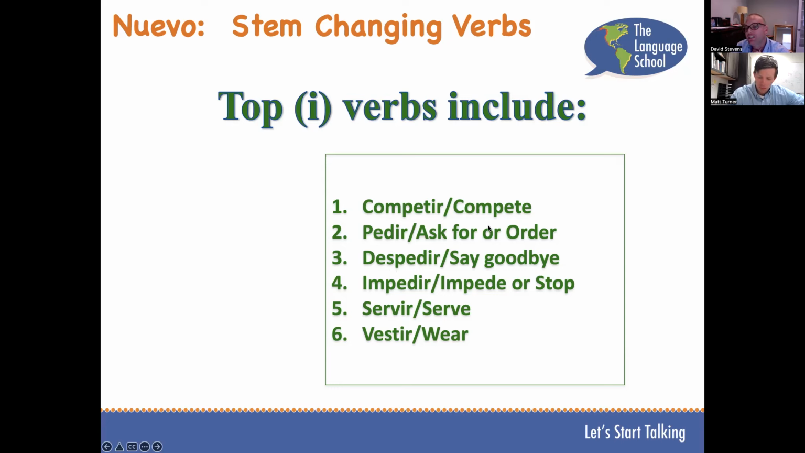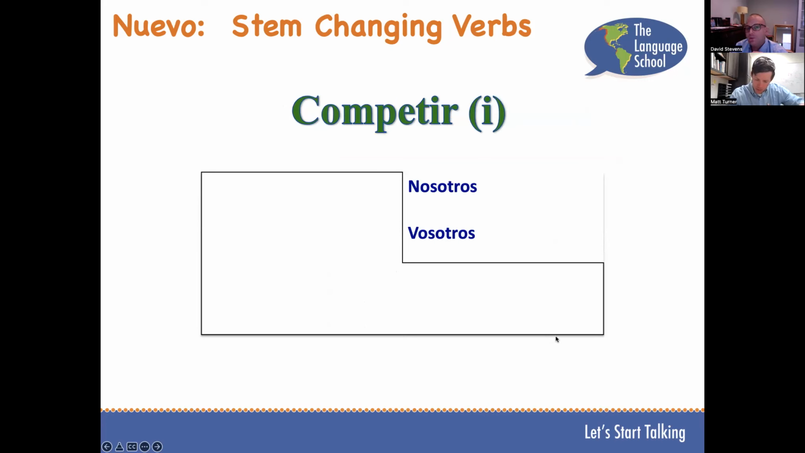Pedir is a good one to talk about. It means either to ask for something or to order something. It can be used in both situations, right? And it would include the word for. So you don't add a preposition or anything. For us, it's a phrasal verb, and in Spanish, it's all included there. Okay. Muy bien.